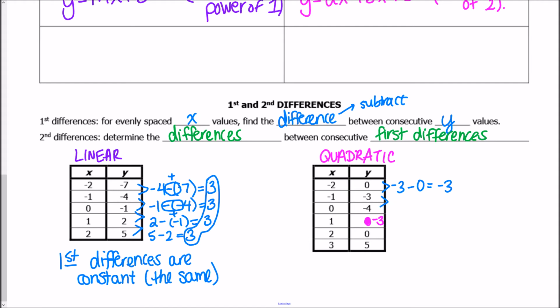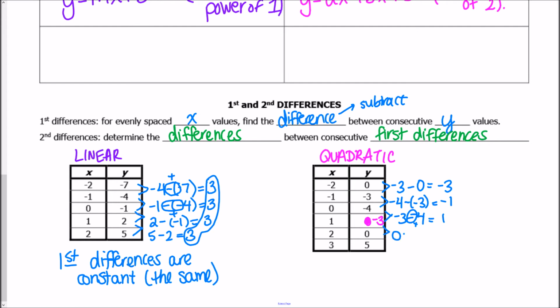Here, we're going to do negative 4 minus negative 3. Remember, the double negatives turn into a positive, so it's negative 4 plus 3, which is negative 1. Here, I'm going to do negative 3 minus negative 4, and the double negatives turn into a plus, so I end up getting positive 1.